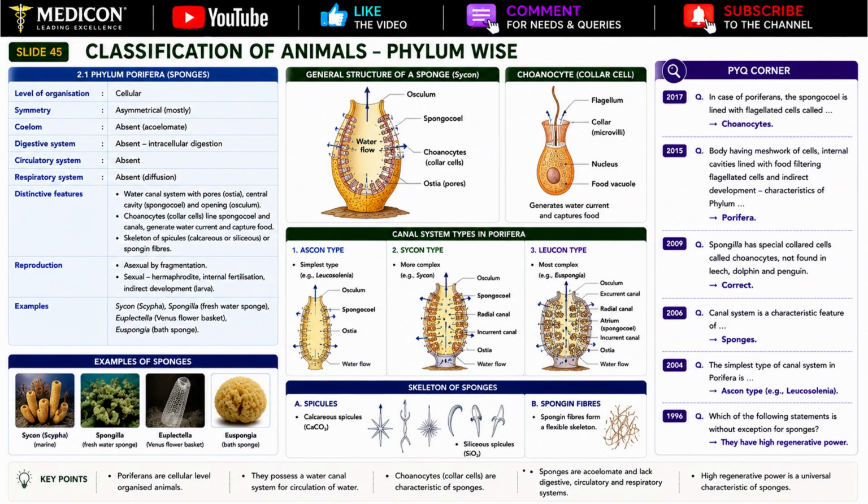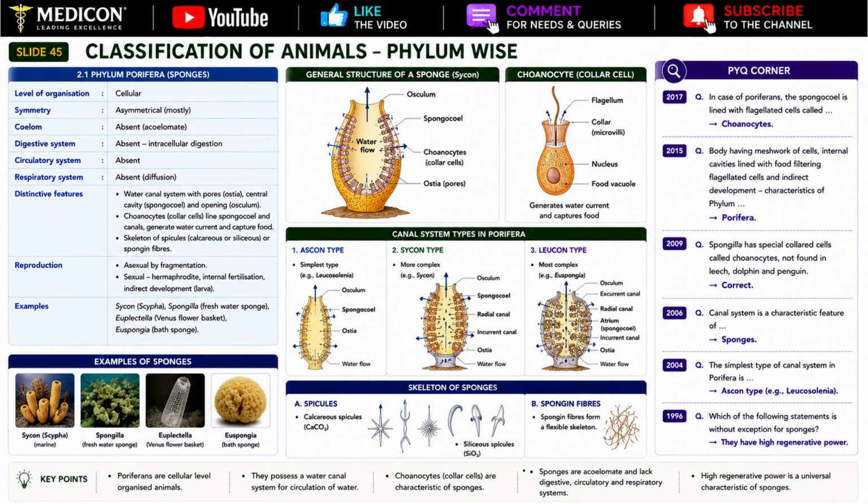Moving on, classification of animals phylum wise. So let's study one by one. Phylum Porifera, also called cellular sponges. This Porifera is the primitive phylum, and the level of organization is cellular. Mostly the body is asymmetrical, and there is no body cavity, therefore there is no coelom.